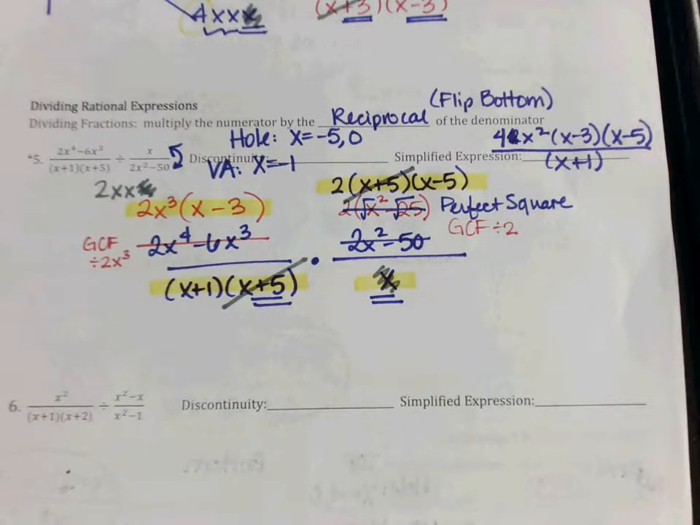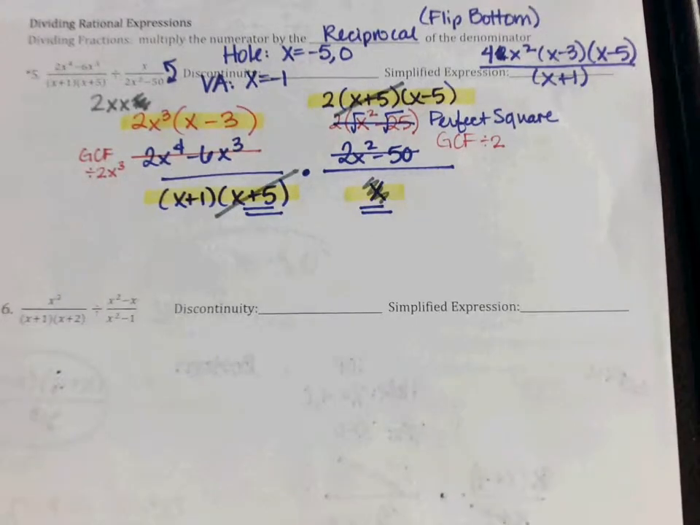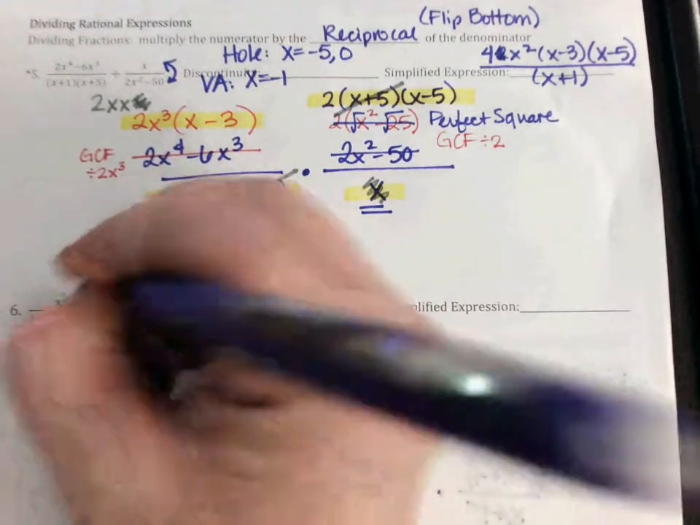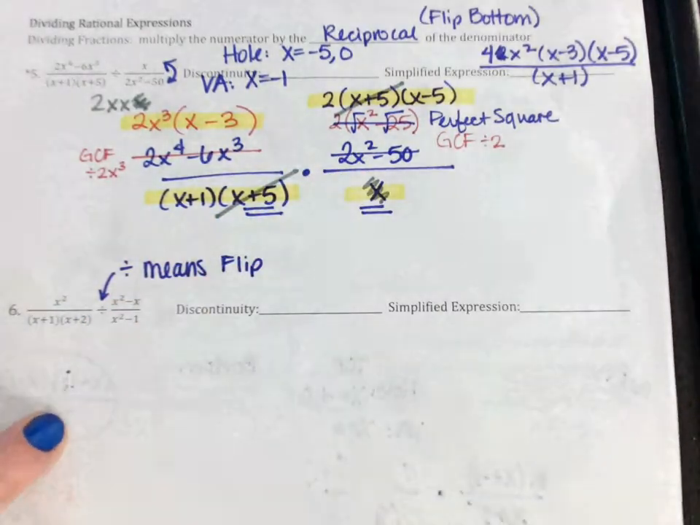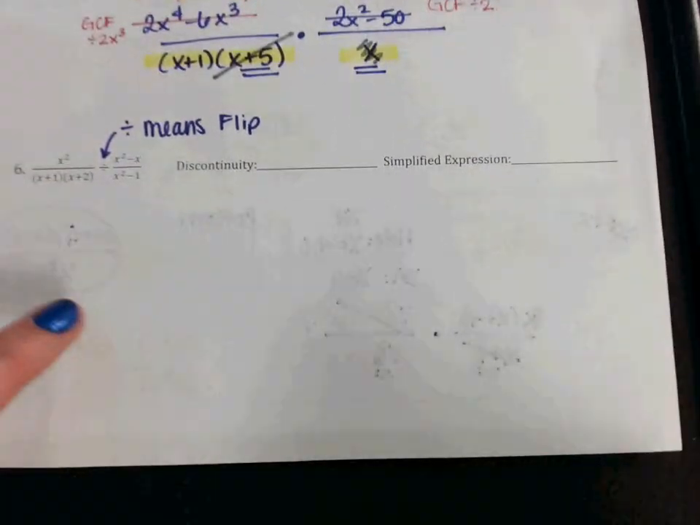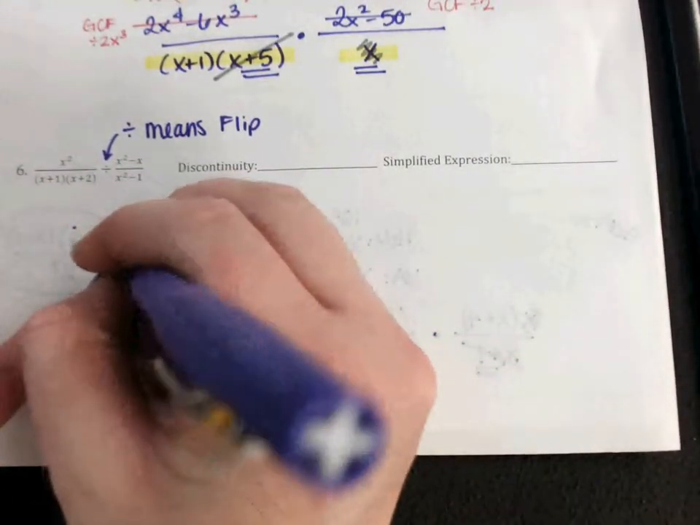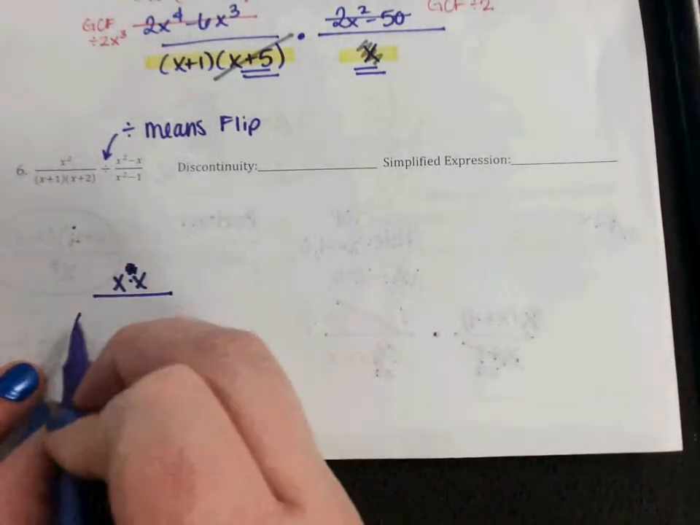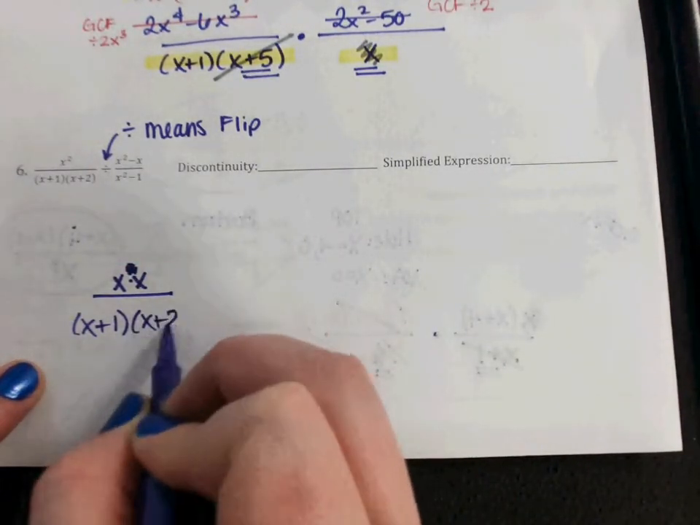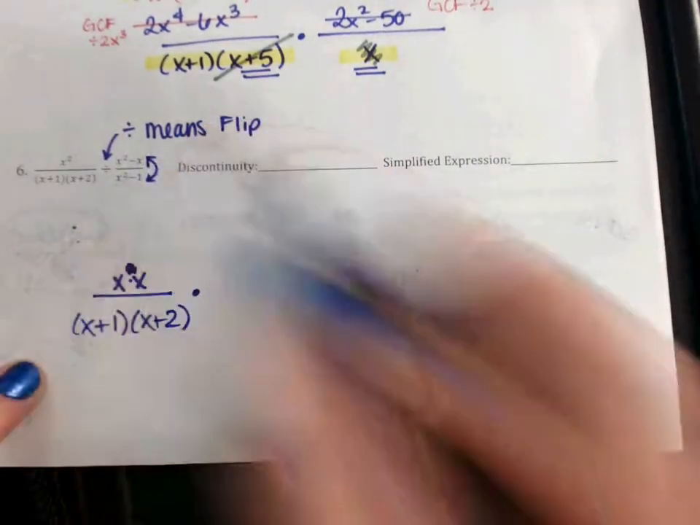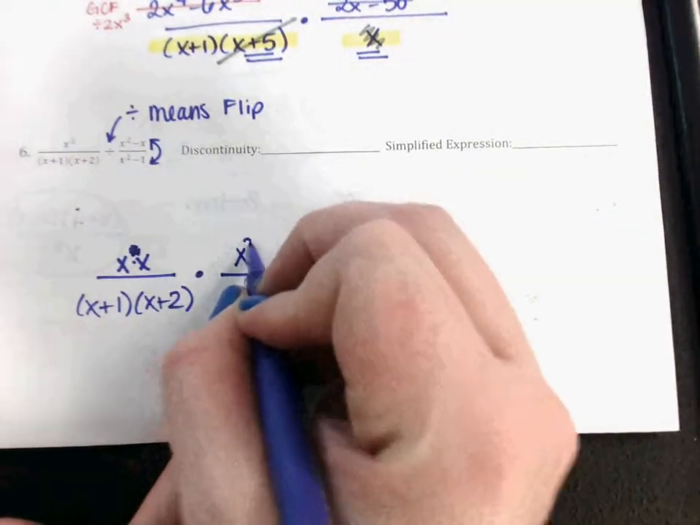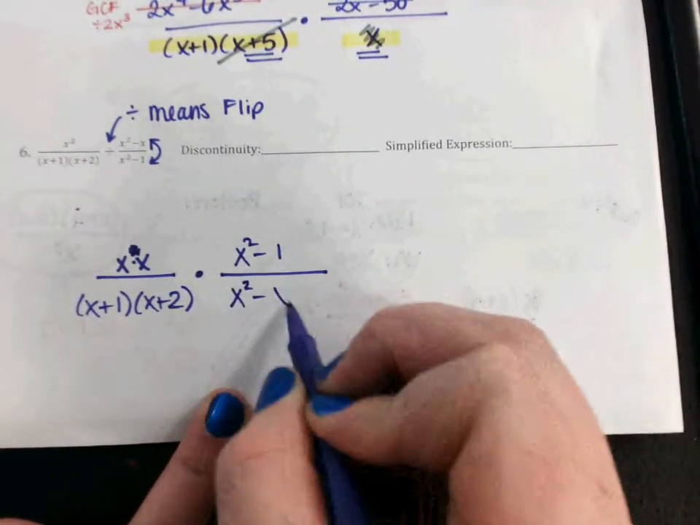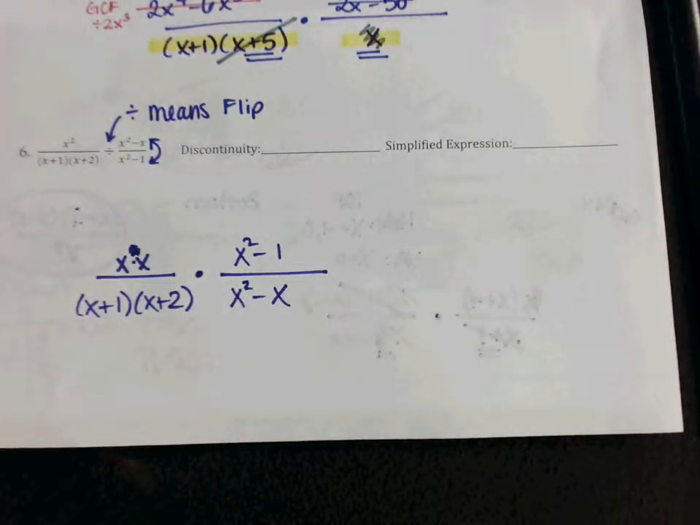Okay, last one. Take a look at number 6. First thing I noticed is that it's a divide by. Divide by means you have to flip the second fraction. So my first fraction is going to stay the same. I'm going to have x squared on top. Actually, let's write that as x times x. And then this last fraction is going to end up getting flipped. So I'm going to have x squared minus 1 on top. I'm going to have x squared minus x on bottom. And you have to remember to flip the second one because it's a divide by.